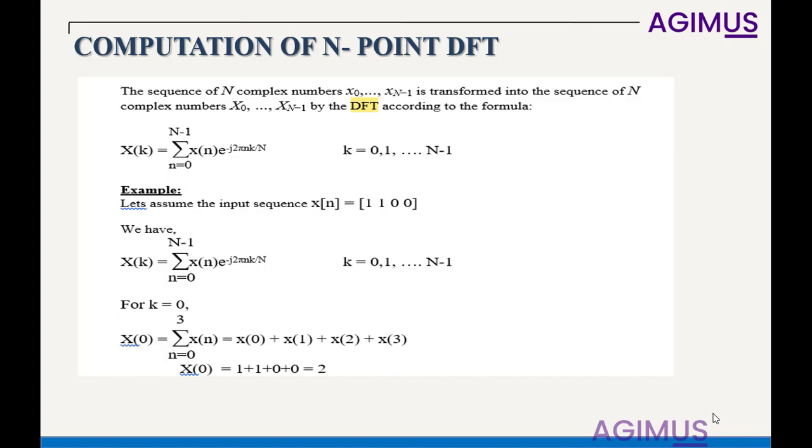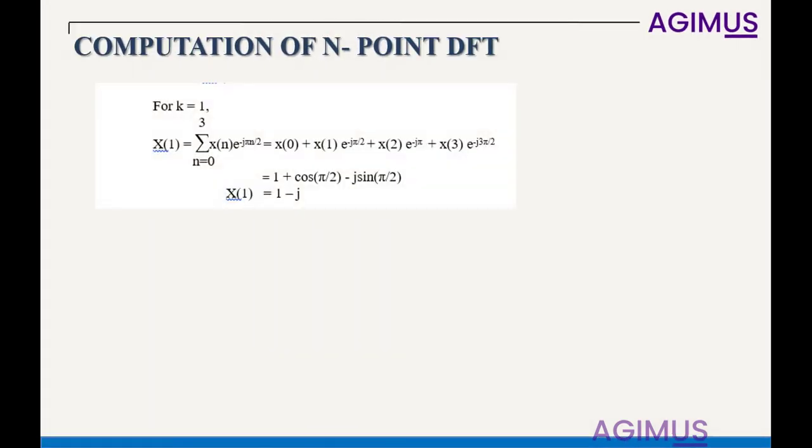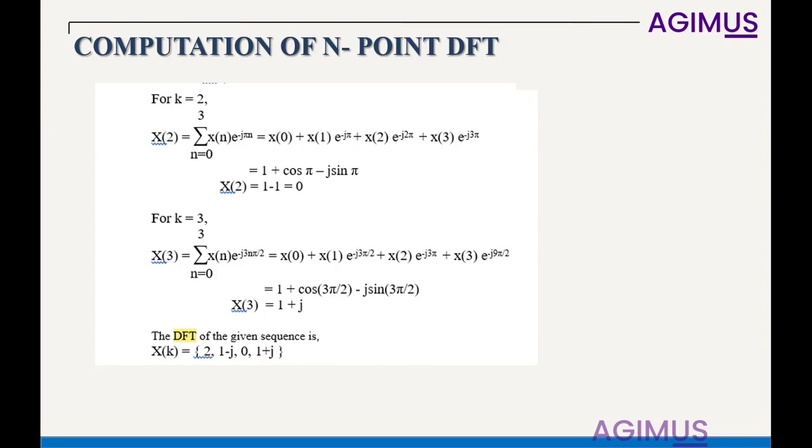Let us assume that the input sequence you are giving is 1 1 0 0. I'll go on substituting these values here. For k equal to 0, the value of X of 0 would be 2. Going further, when I substitute k equal to 1 in the same equation, with n varying from 0 to 3, I will get 1 minus j. Similarly, when I substitute k equal to 2, I will get X of 2 equal to 0, and for k equal to 3, I will get X of 3 equal to 1 plus j.